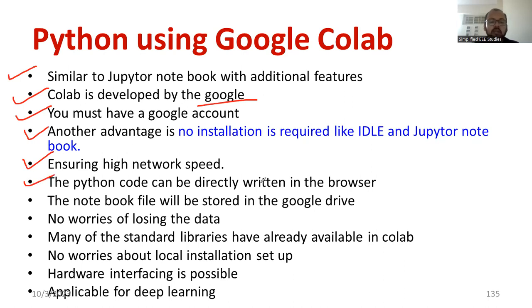The Python code can be directly written in the browser. That is another advantage. The notebook file will be stored in the Google Drive. Anytime you can access it, it will never be lost. No worries about losing the data. That is a plus point. Many of the standard libraries are already available in Colab, so no worries about local installation setup.